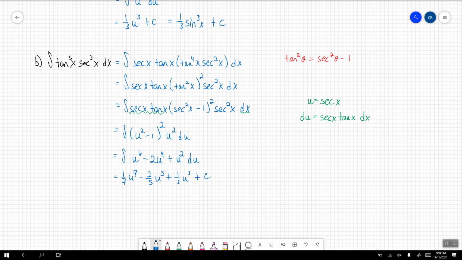But then again, at the end of the day, we weren't integrating with respect to u, so we're going to resubstitute our value, which will get us 1/7 multiplied by secant to the 7th x minus 2/5 secant to the 5th x plus 1/3 secant to the 3rd x plus c. And there you are, ladies and gentlemen. That is your integration for this particular integral that we were given. Okay, not too bad.